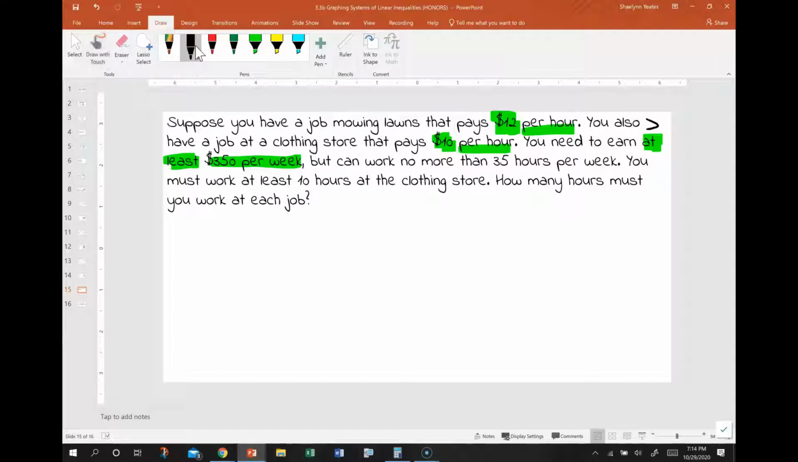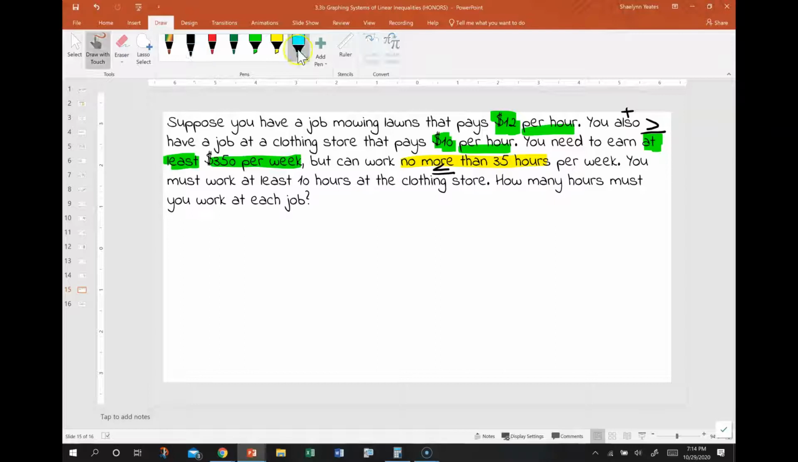So I have to earn more than or equal to that. So that's greater than or equal to. Also means plus. Okay, you can work no more than 35 hours per week. No more means less than or equal to, because we can't work more than that.